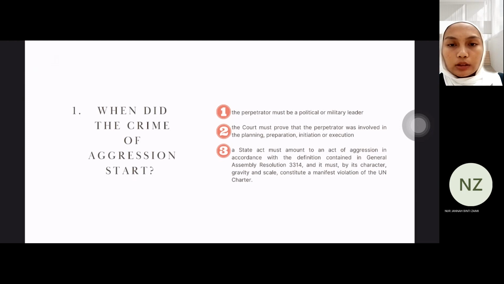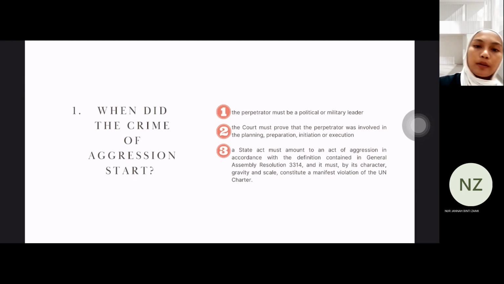And for the next slide, I will talk about when the crime of aggression started. The crime of aggression is defined in Article 8 bis of the Rome Statute of the International Criminal Court, adopted at the 2010 Review Conference in Kampala. In essence, three elements are required. The first one is that the perpetrator must be a political or military leader, for example, a person in a position effectively to exercise control over or to direct the political or military action of the state.